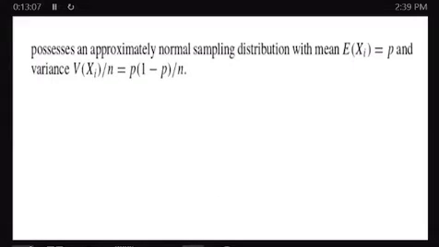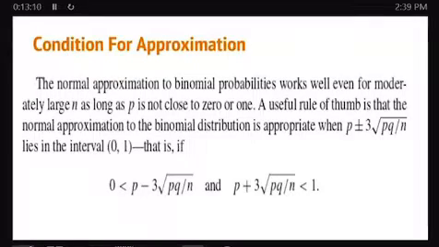Okay, now let me tell you this. Why do we need the normal approximation to the binomial? Why do we need to go from a skewed distribution to a normal distribution? The reason we want to go from a skewed distribution to a normal distribution is that we get a lot of benefits from using the normal. I'm going to say that again.